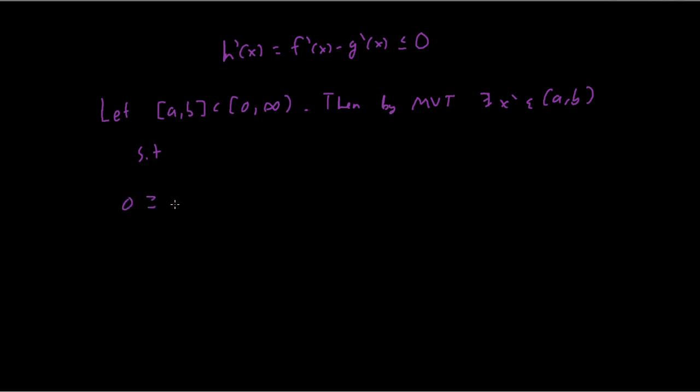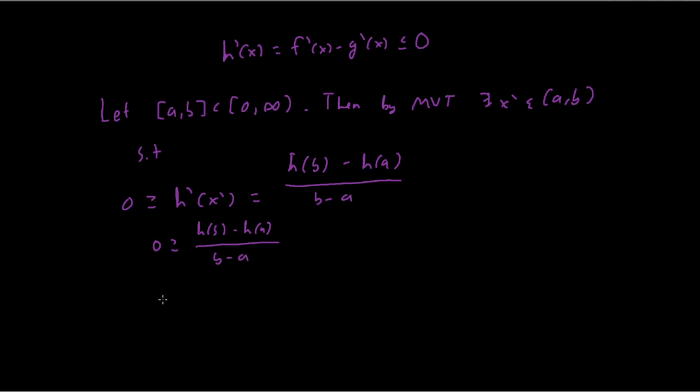0, which is greater than or equal to h prime of x prime, is equal to (h of b minus h of a) over (b minus a). So we're just going to look at the left and right hand side of this equation. So 0 is greater than or equal to (h of b minus h of a) over (b minus a). Then 0 is greater than or equal to h of b minus h of a. And then h of a is bigger than or equal to h of b.